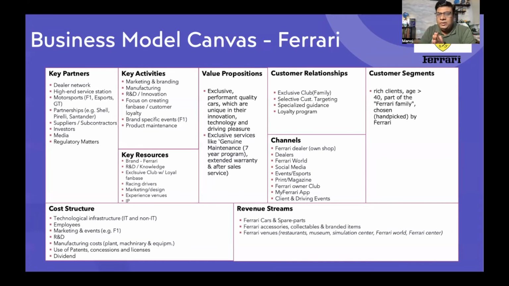And if you see the revenue, the money that comes into the organization is by selling the cars, the Ferrari cars itself, spare parts, Ferrari accessories, and then collectible items, and then the Ferrari venues like the restaurant, museum, many of the things they do. So with this, we are able to understand the organization quite well: what value proposition they have, what customer relationship they are managing, what type of customer segment they have, what the cost structure and revenue structure are, and all those things are quite clear there.